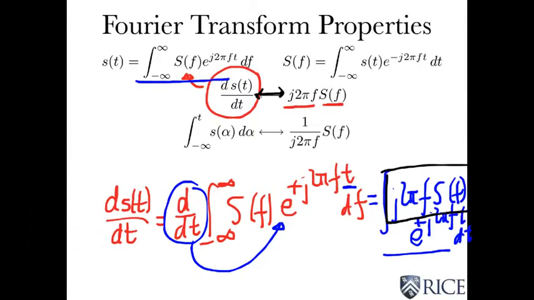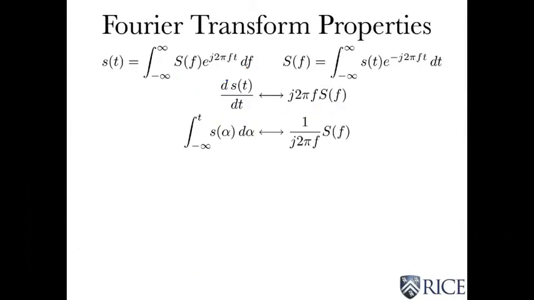Very interesting. Well, if multiplying by j2 pi f corresponds to taking a derivative, guess what dividing by j2 pi f corresponds to? That's got to correspond to integration. And again, you can show that by plugging this into the formula over here. I'll let you do that. It's pretty easy, and you can easily see that this is the way it works.